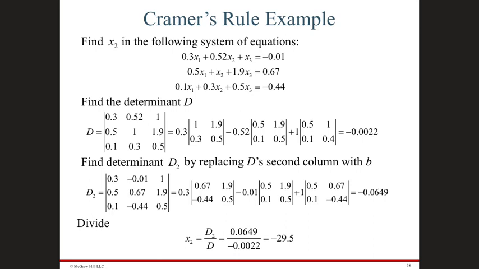So that's called Cramer's rule, and you can do the same for x1, you can do the same for x3. But the difference is, you calculate D1, which is going to be this, but you replace the first column with the constants, the b's, right? To calculate x1, and if you want to calculate x3, you replace the third column with the constants, and so on, okay?